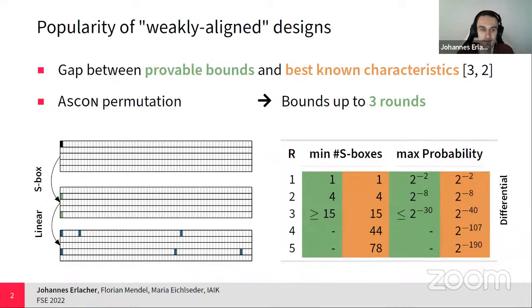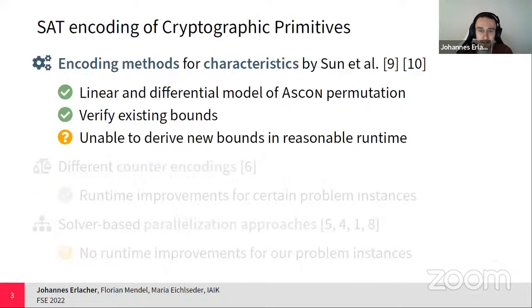For these designs, if we look at linear and differential cryptanalysis, we usually see a gap between the provable bounds and the best known characteristics. For the ASCON permutation, for example, we only have bounds up to 3 rounds, but we have found characteristics far beyond that. These bounds are usually proven by means of MILP, SMT, or constraint programming, while we are searching for good characteristics using heuristic search tools. We therefore were interested in using Boolean satisfiability models to prove new bounds for this permutation.